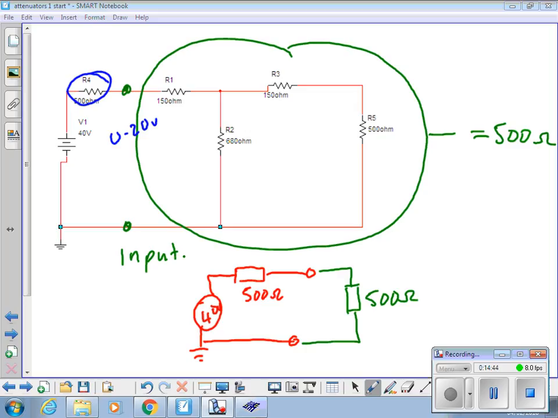1000 ohms, 40 volts. What's the current? Quickly. Calculator. 1000 ohms in total, 40 volts. What's the current? 40 milliamps. So we've got 40 milliamps there. Now calculate the volt drop across there. 40 milliamps times 500 ohms. 20 volts. So the 40 volt source, by the time it's lost some of it, is going to lose half its voltage to its own internal impedance.